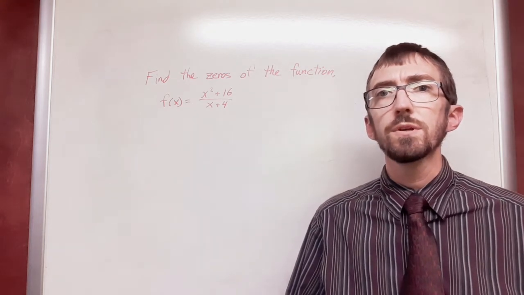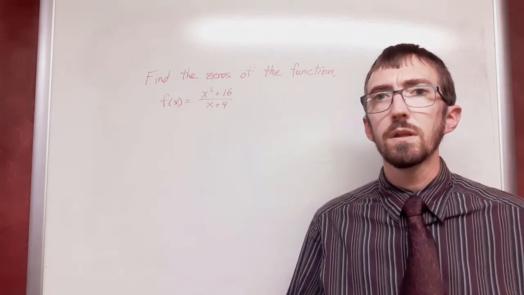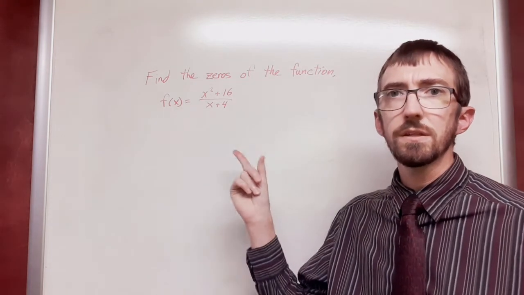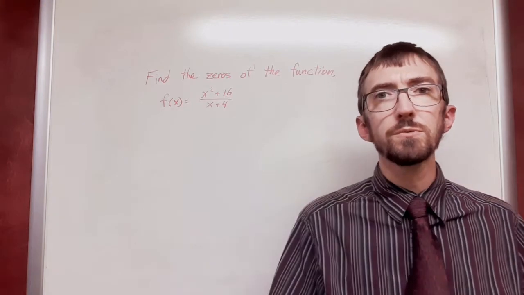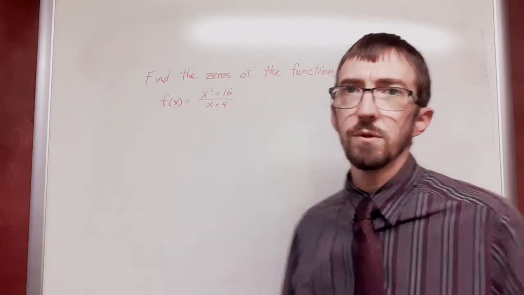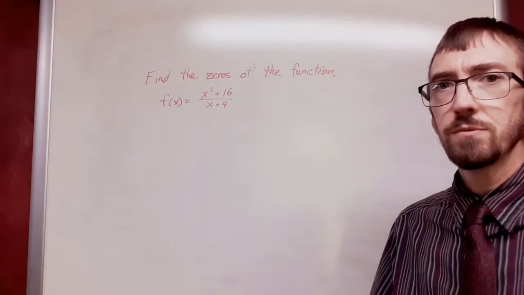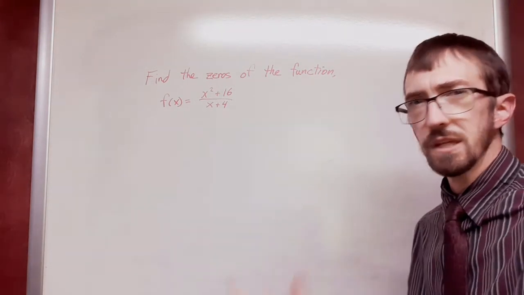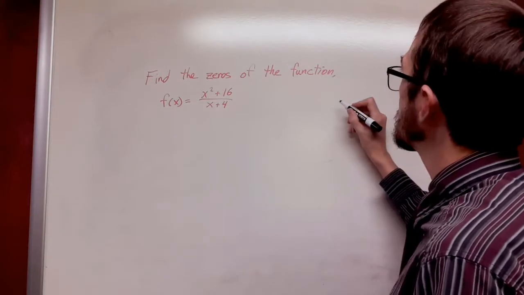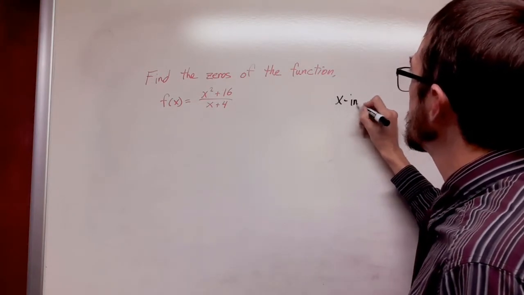All right, we are going to review what finding a zero is and then attempt to find the zero of this function. So we want to recall first what finding zeros are. Finding zeros can come under different names, but they're synonymous for the same idea. So we could call them x-intercepts.